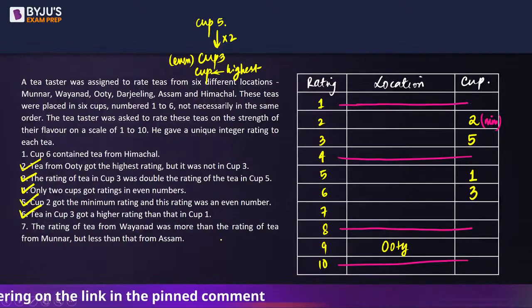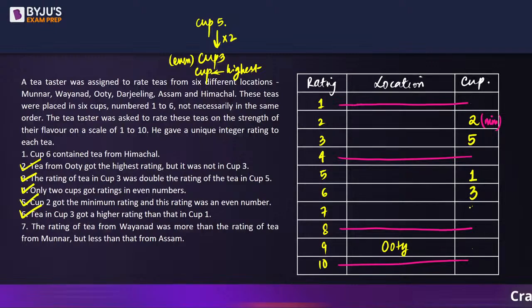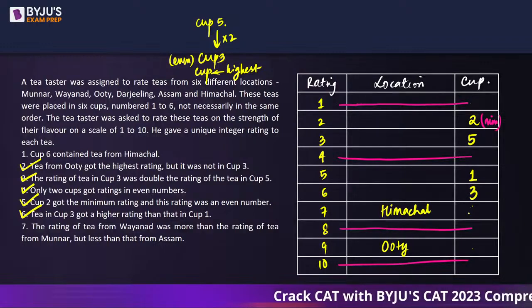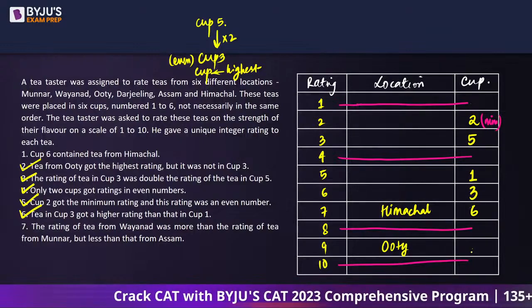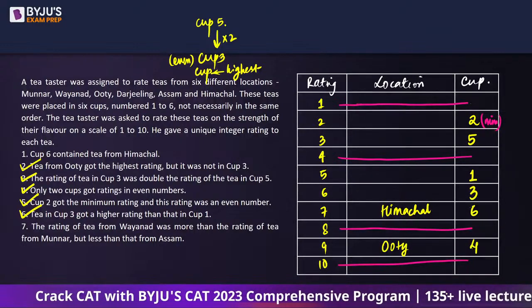Okay, cup 6 contained tea from Himachal. So obviously we can have 6 from either of rating 7 or 9. 9 already has Ooty, so we will have Himachal, and this is going to be 6. So the leftover cup is cup number 4.